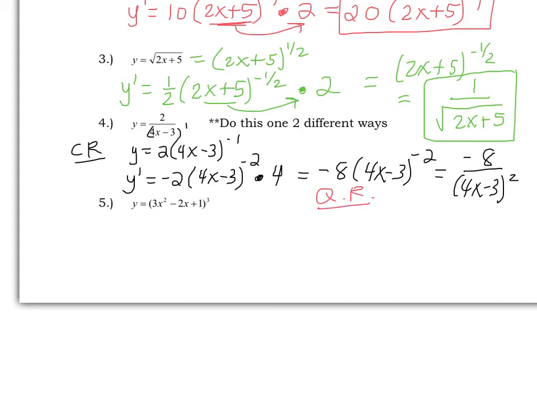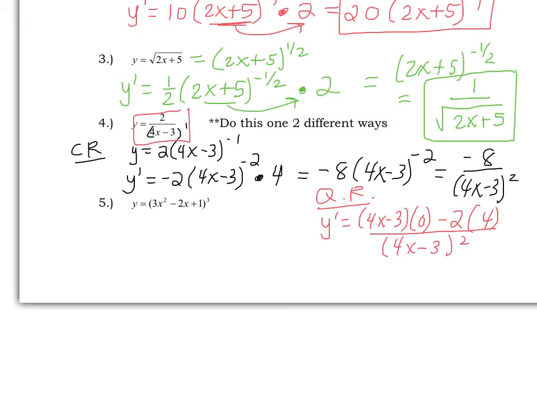Okay, so I'm going to do my quotient rule here, going back to the original. Low d high is the first part. So low d high, well that would give me 0, minus high d low would be 4, all over low squared. Well, notice that your numerator simplifies to negative 8, and that's going to give you the same thing as before.